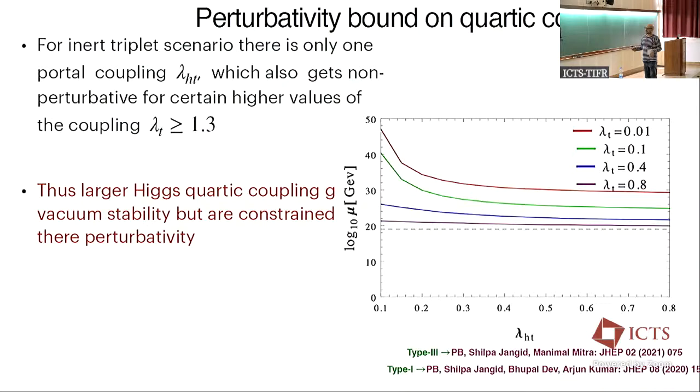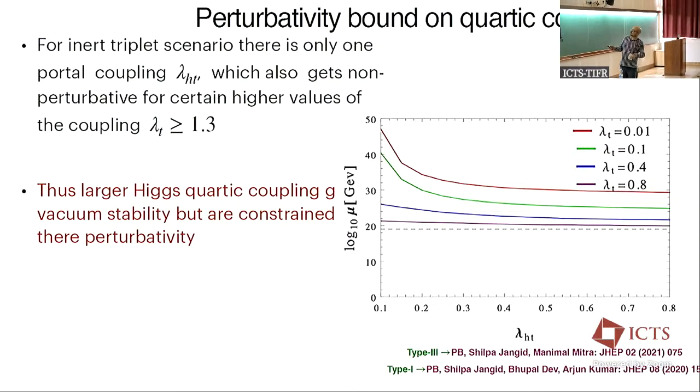Now, if you come to the inert triplet case, remember here there is only one portal coupling, that is lambda HT, and one self coupling, that is lambda T. So the number of quartic couplings is much lesser than in the inert doublet case. So this is the Planck scale perturbativity, this dashed line, and then you see all the others actually satisfy the Planck scale perturbativity.